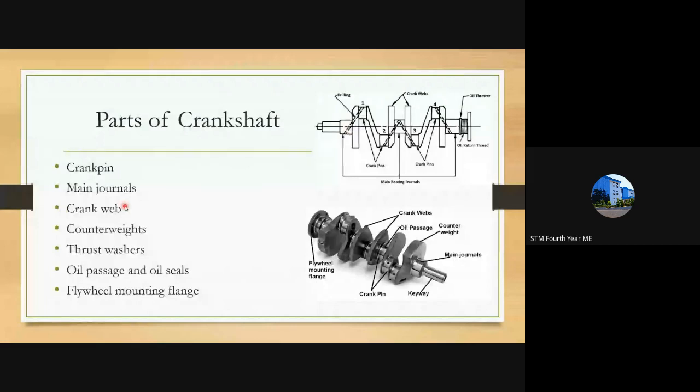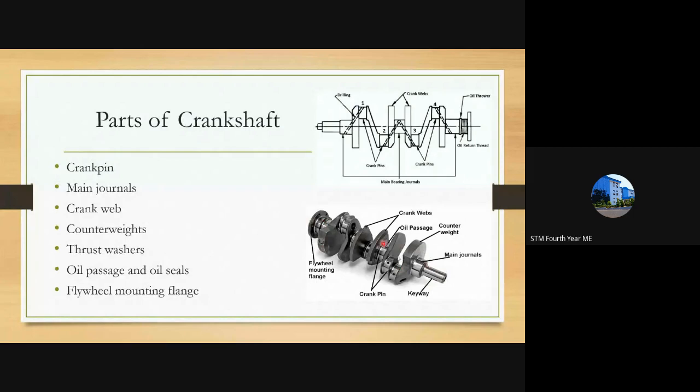Then comes crank webs. Crank webs are nothing but the portions in between a crank pin. So these plates in between crank pins. This is one crank web. This is another crank web. Then we have counterweights. So this is a counterweight, and here also we will be providing a counterweight. Counterweights are added so that the weight of the crankshaft here and also here will be balanced. So the weight throughout the crankshaft will be balanced.